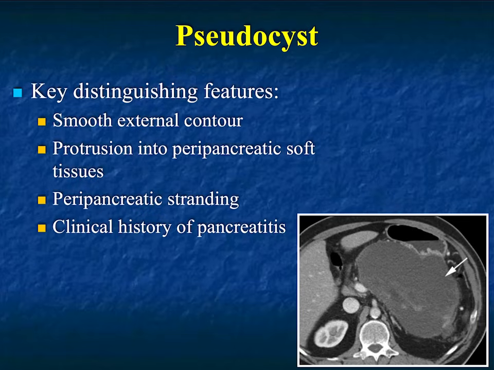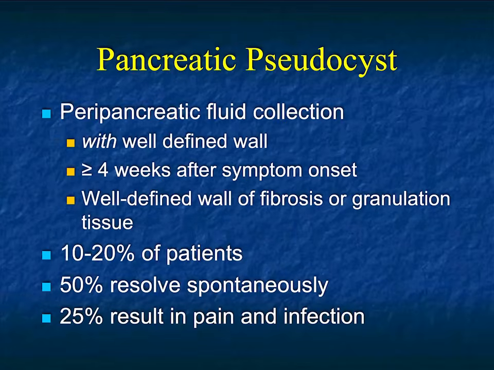And whenever we saw an incidental cyst, I remember way back when, we would say, oh, patient must have had prior pancreatitis. Some features about pseudocysts people talk about: smooth external contour, protrusion into peripancreatic soft tissues, peripancreatic stranding, and of course a prior history of pancreatitis. We talk about peripancreatic fluid collections, well defined, usually several weeks post symptoms beginning. Again, you can see changes in the gland. Up to 20% of cases, half resolve spontaneously.